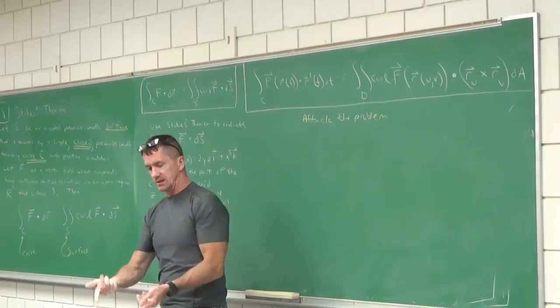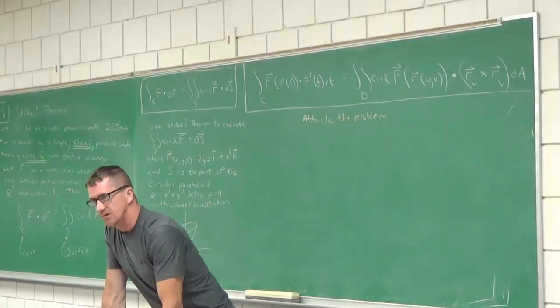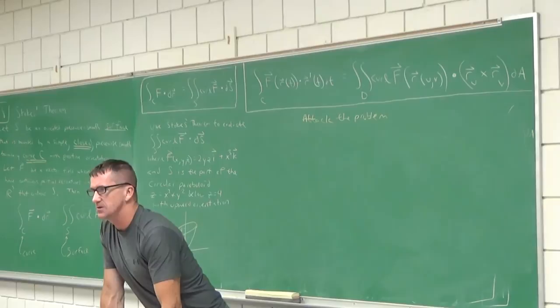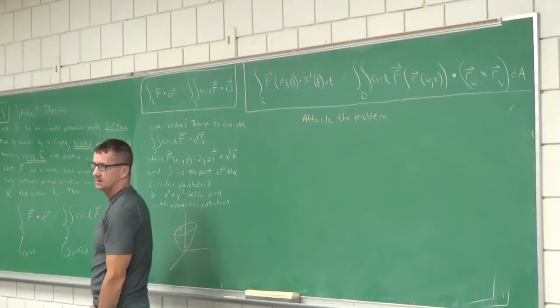Let me read from the book. This means that if you walk in the positive direction around the curve, your head points in the direction of normal vector n. Your surface will always be to your left in that case. And sure enough, if I walked around like this, the surface is still to my left, isn't it? The surface is still to my left.